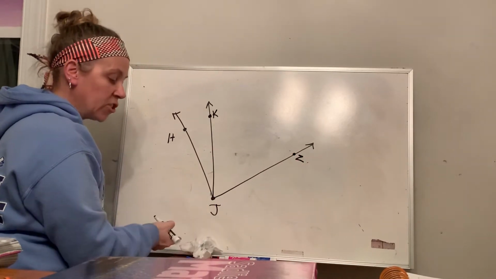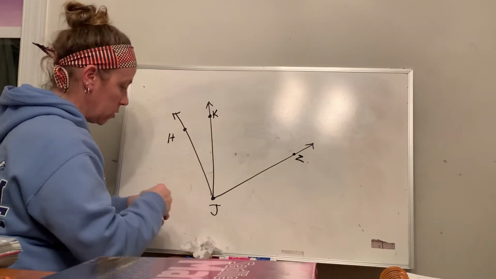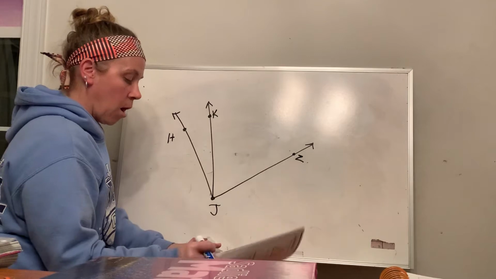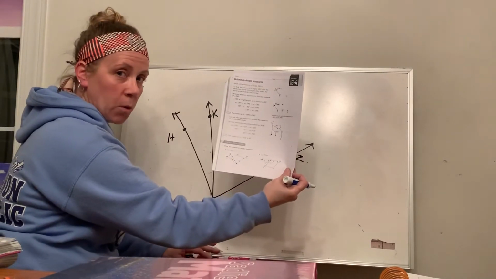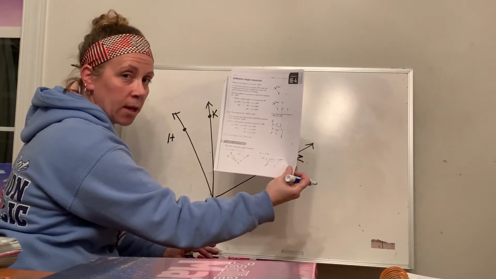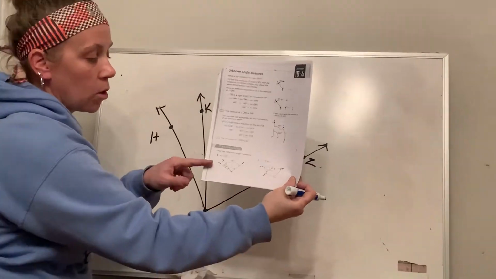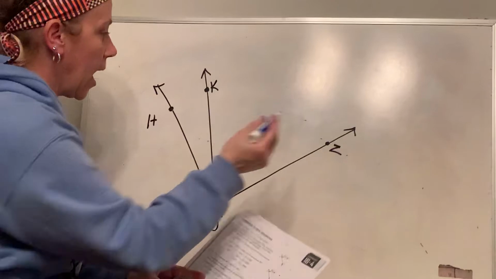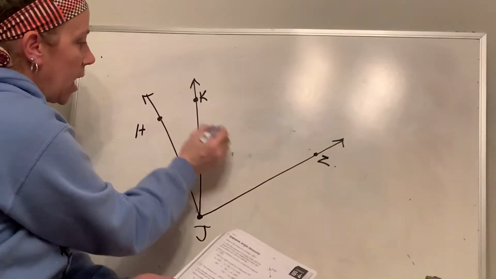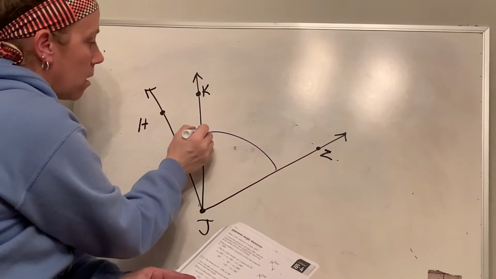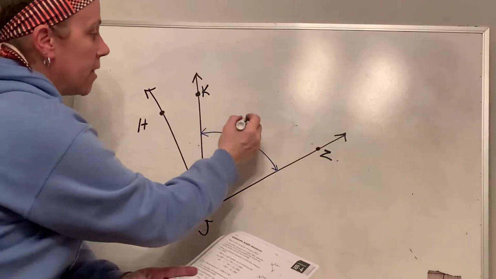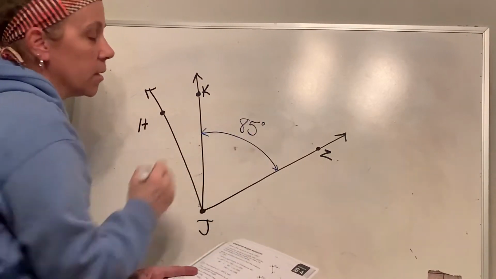And the question is asking, okay, so let's do this. I'm going to use different colors. The problem, hopefully you have your packet. If you don't, pause for a second and go get it. Ready? So your packet says that angle ZJK, that's this blue arc measuring those degrees. It says that's 85 degrees.